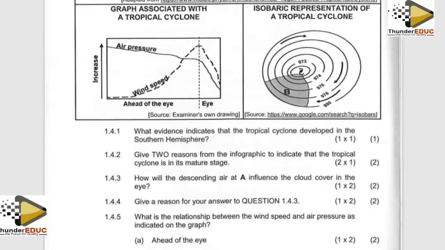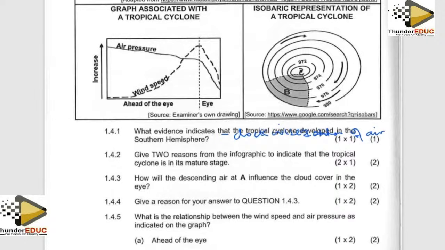See, by just interpreting the diagram, I would answer all the questions before I even look at the questions. However, let's say the first evidence that it is in the southern hemisphere is that air rotates clockwise, okay, clockwise rotation of air into the low pressure system.